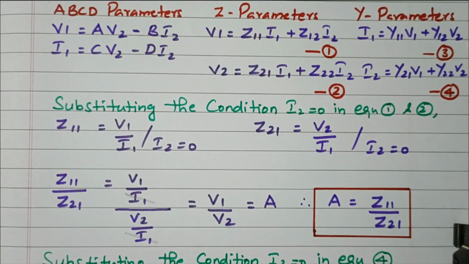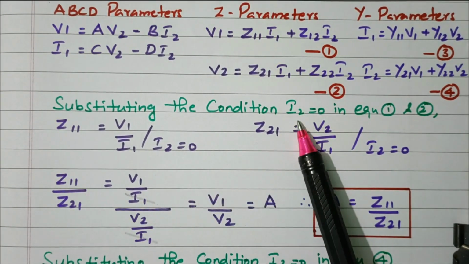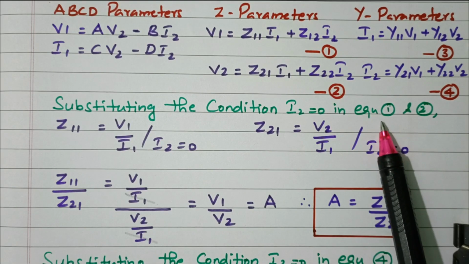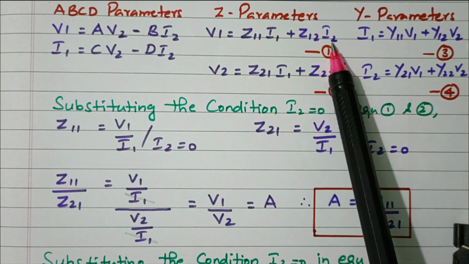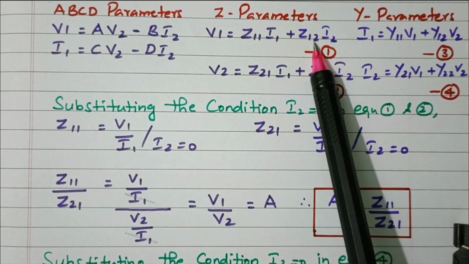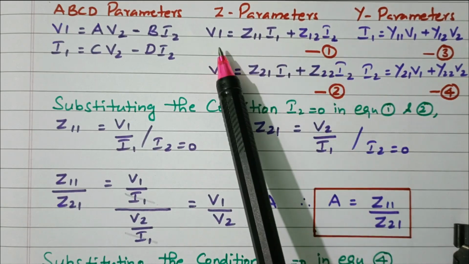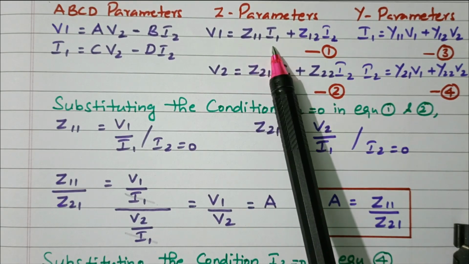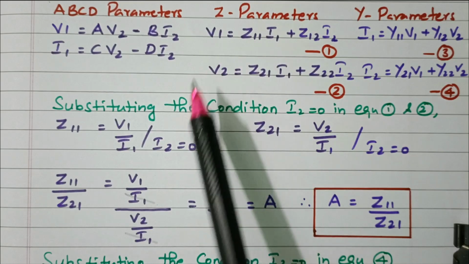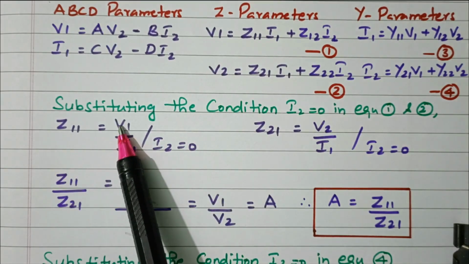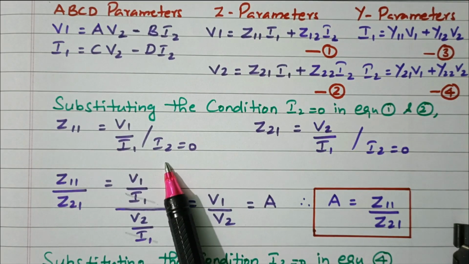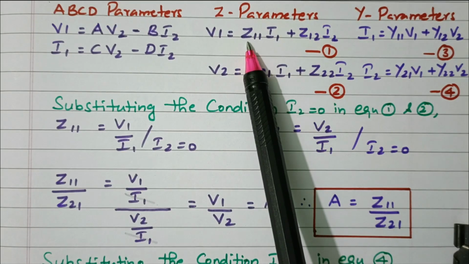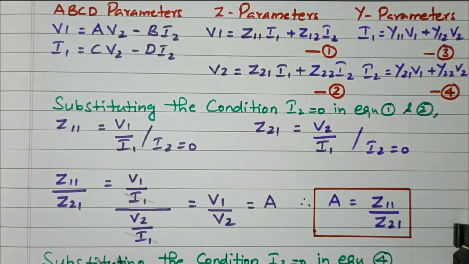First we are going to substitute the condition I2 equal to 0 in equation 1 and 2. So I2 is available here. When I2 is substituted 0, this term becomes 0. Only we get V1 equal to Z11 I1. So Z11 equal to V1 by I1, that is given here, by making I2 equal to 0.